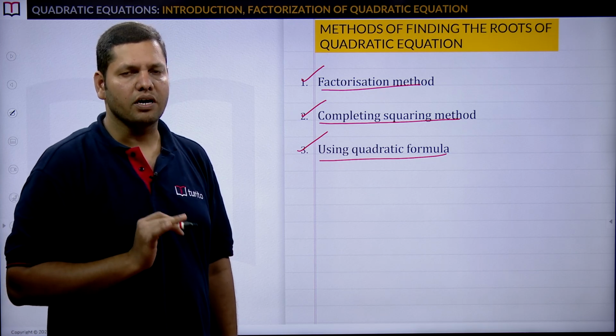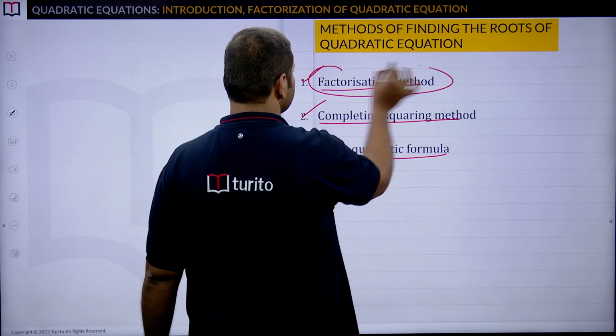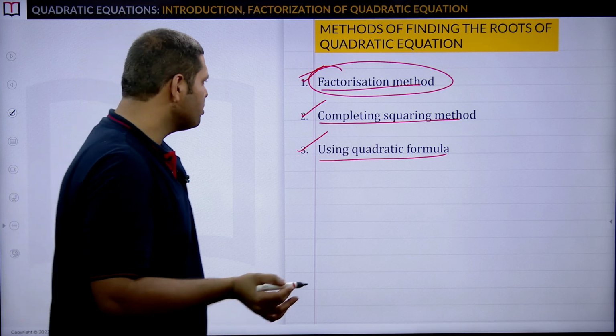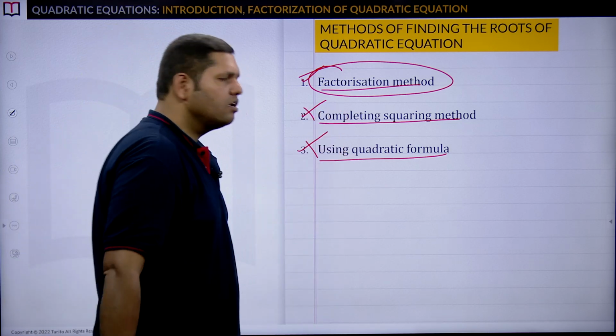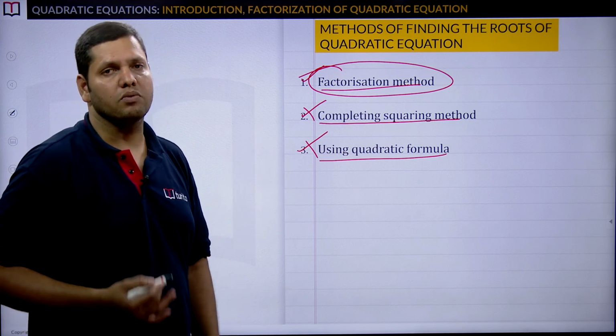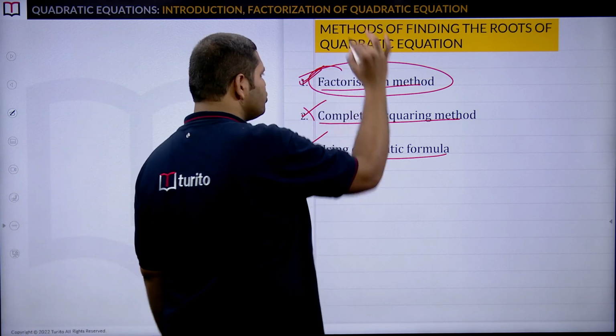So, clear, children, everyone? Children, first we will discuss what the factorization method is. Today we will discuss the factorization method. Then in the next classes we are going to discuss the second method, the completing the square method, and how we can find the roots of the quadratic equation by the quadratic formula. Okay children? Fine. Let us start with the factorization method.